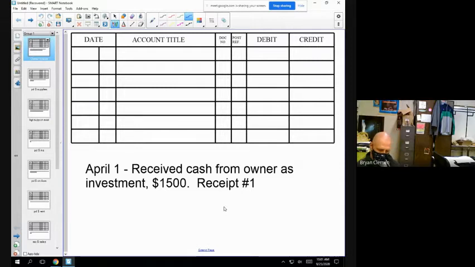All right, let's get started. Ethan, will you read that one, please? April 1st, received cash from Rohe as investment, $1,500. So what's the debit for that one? The debit would be cash, and then the credit would be the investment. Yep. So it's Norm Derner, Capital.